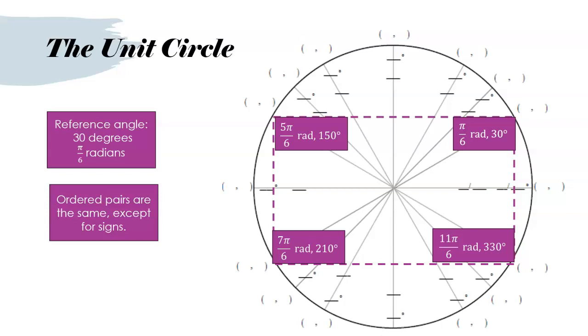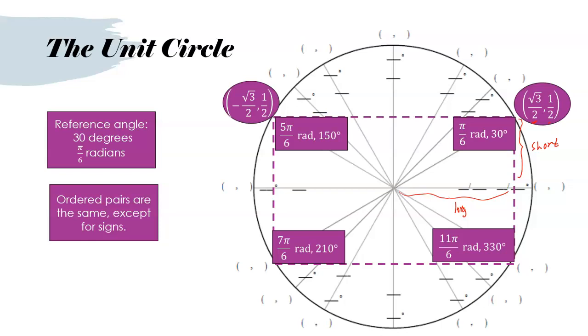The ordered pairs are all the same at all of these points except for the signs. The first ordered pair is square root of 3 over 2 comma 1/2. I hope you can see that the y-coordinate is short and the x-coordinate is long. That's one way you can remember that the x value is bigger than the y value for this angle. And then when I'm in the first quadrant, both of those values are positive.